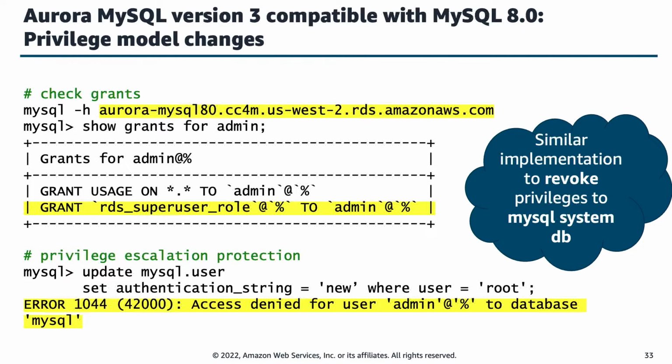So again, my example originally was that, do you change etc password manually? You don't. Do you change etc shadow on Linux manually? You don't. So this is a similar thing. So what we did in Aurora, again, is we restrict the write access to the MySQL system database.